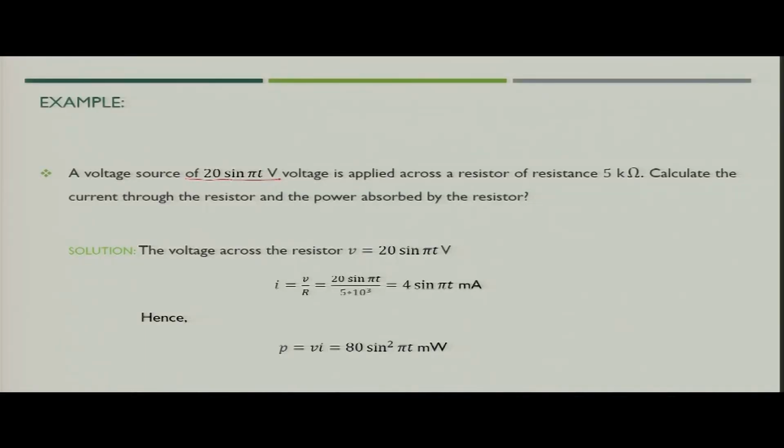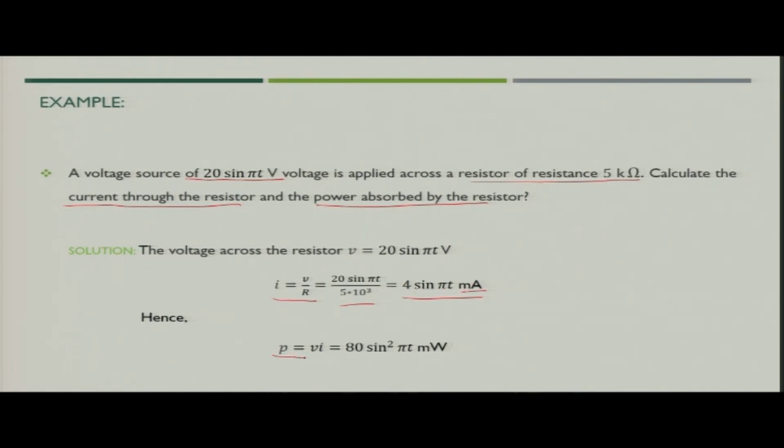Now, let us take another example. Suppose a voltage source of 20 sin pi t volt is applied across a resistor of resistance 5 kilo ohm, how will you calculate the current through the resistor and power absorbed by the resistor? Simply use the formula I is equal to V by R. You put the value of V and R, you will get the value of current I. So, here the voltage V is a sinusoidal voltage. So, that is why it is 20 sin pi t. If you divide by resistance R, you will get current as 4 sin pi t milliampere.